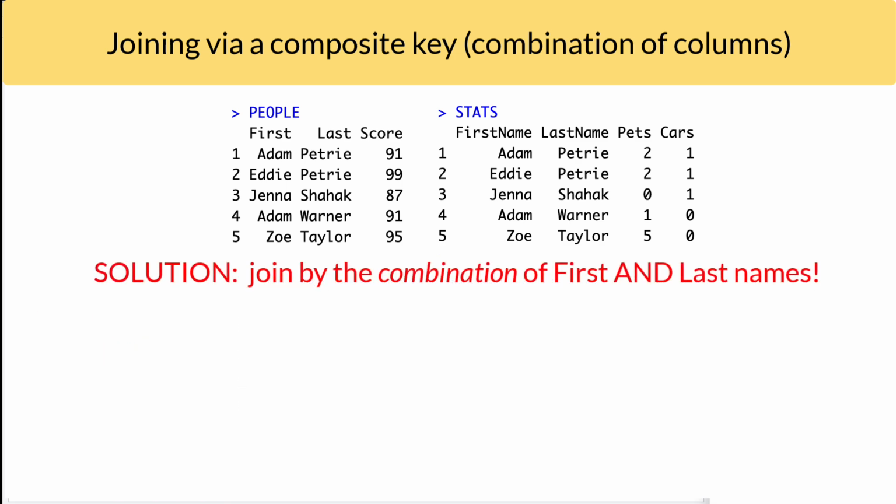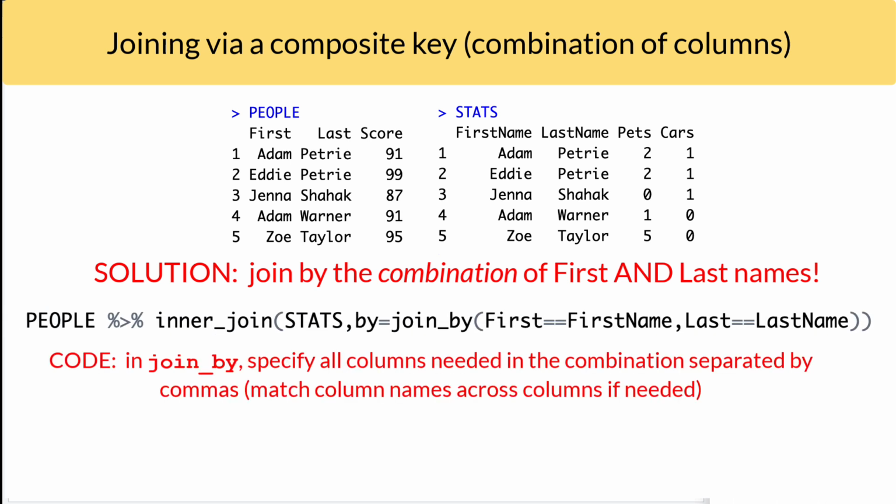So rather, we need to match based on the combination of first and last name. We need a composite key for this table when we're performing the join. And this is easy enough. All we need to do is add additional arguments in the join by function. So if I wanted to join by a combination of columns, I could start out with people and then pipe that into the inner join function. I'm going to take the information from the stats table. And the way that I'm going to match the rows back and forth is not by just one column, but by 2 columns. So in the by equals join by function, I'm going to let it know how we match these columns.